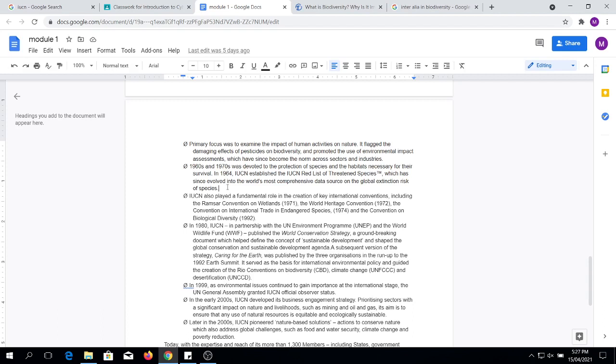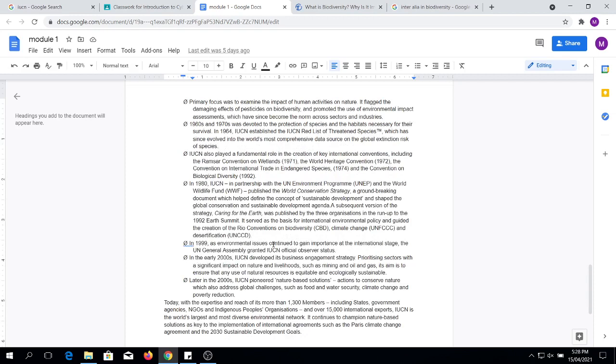Another is the IUCN has also played a fundamental role in the creation of key international conventions, which includes your Ramsar Convention on Wetlands, your World Heritage Convention in 1972, and then your Convention on International Trade in Endangered Species, okay, and the Convention on Biological Diversity in 1992.